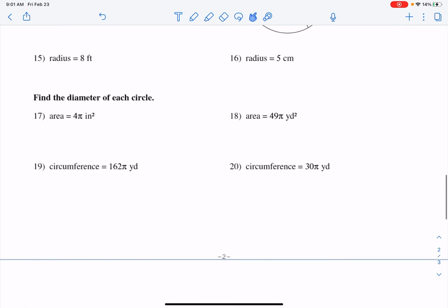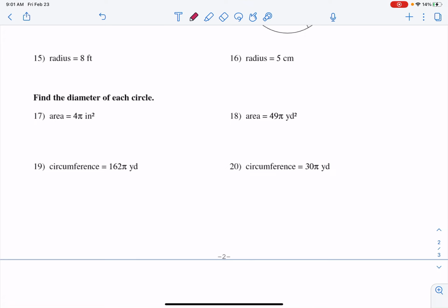This section says find the diameter of each circle. Now this is asking us to work backwards. It's giving us the answer and they want us to find the diameter. So let's do a couple, we'll do 2 of these together and then I'll let you do the other 2 on your own. So number 17 says find the area, given the area 4 pi inches squared, we need to find the diameter.